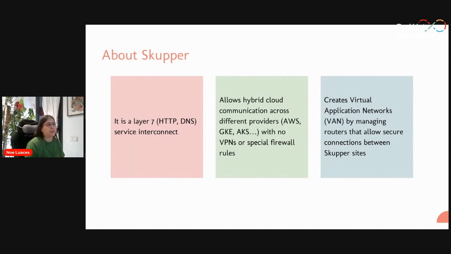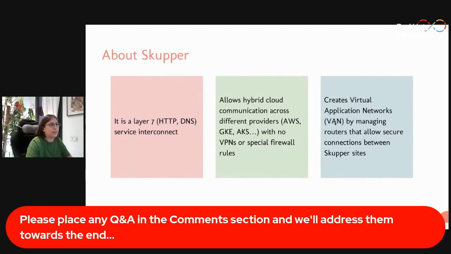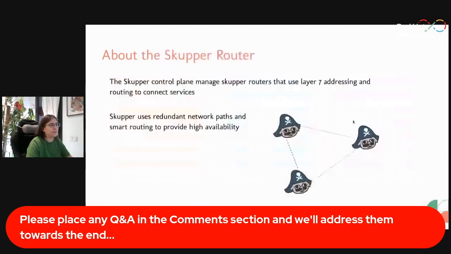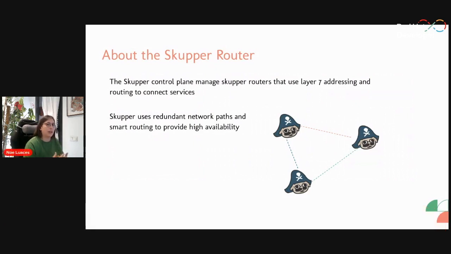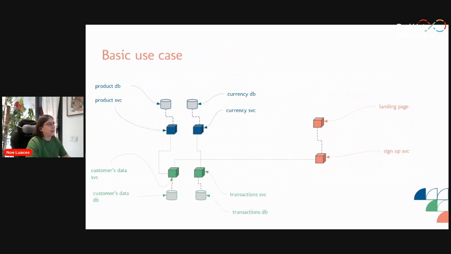And that, like I mentioned before, creates a virtual application network. I'm going to call them VAN from now on. And that are managed by the routers that operate inside the Skupper. So Skupper has inside a router that is the principal component that sends messages between sites. And that's the way that Skupper can communicate different services in different clusters.